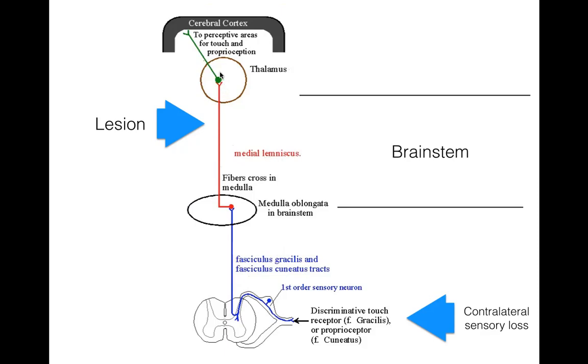Upon reaching the thalamus, it synapses with third-order neurons, which send out fibers that will eventually terminate into Brodmann area 3, 1, 2. So again, if there's a lesion anywhere along the tract of the medial lemniscus, sensory information from the contralateral side would not be able to ascend and terminate into the cerebral cortex. Thus, there would be contralateral sensory loss for conscious proprioception, as well as discriminative touch and vibratory sense.